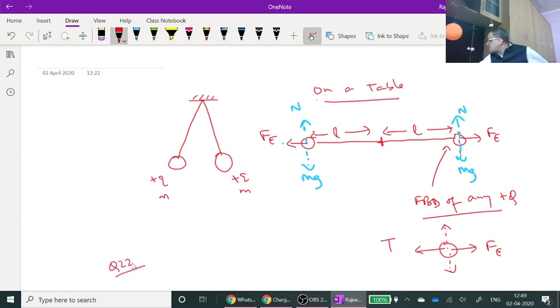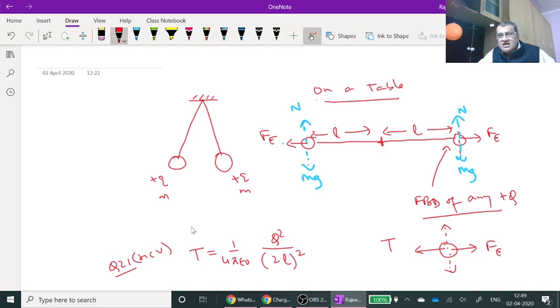So, question number 21 from H.C. Verma says find T. If you equate these forces, then T is equal to 1 upon 4 pi epsilon naught, both of them having the same charge, and the separation between them is 2L, so q square upon r square. So this T is equal to this.